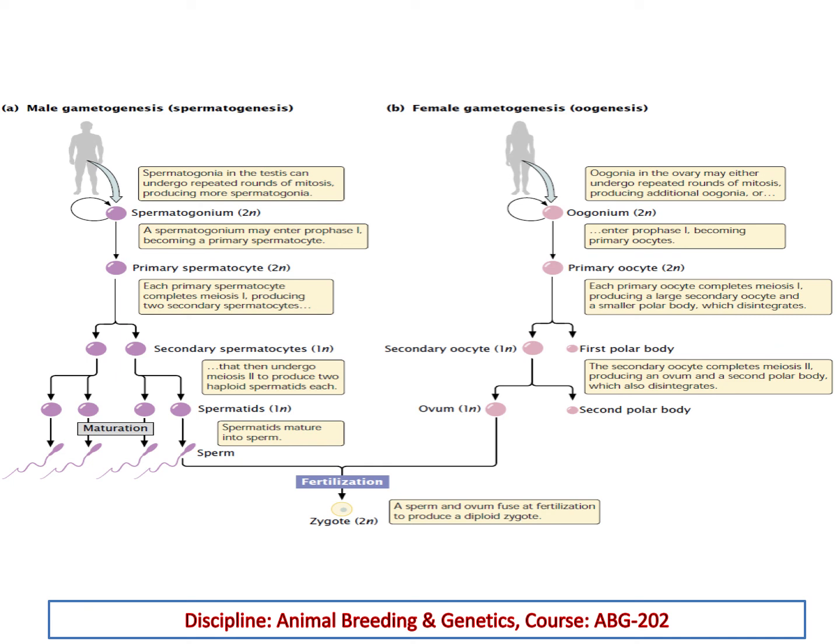So each meiosis process in the male will produce 4 sperms, and each meiosis process in the female will produce just 1 egg. And once this egg and sperm are fertilized, the 2n number is restored in the zygote.